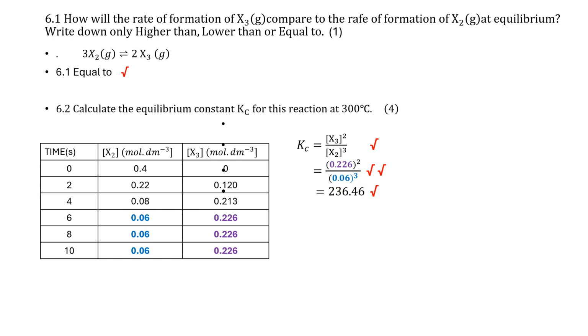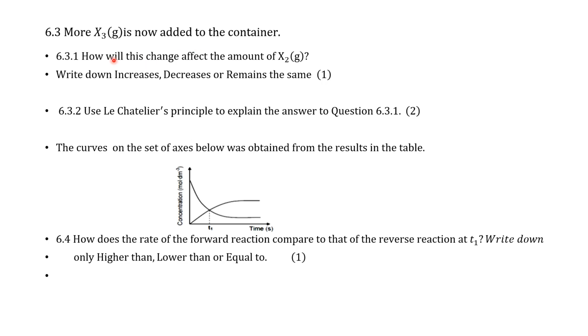So I hope you follow. I assume you understand. Now let's go to the next questions. Now they say more X3 is now added to the container. So X3 was on the product side, so more products are now added to the container. How will this change affect the amount of X2 gas? Write down only increase, decrease, or remain the same. Then we have to use Le Chatelier's principle to explain why we chose that answer in question 6.3.1.